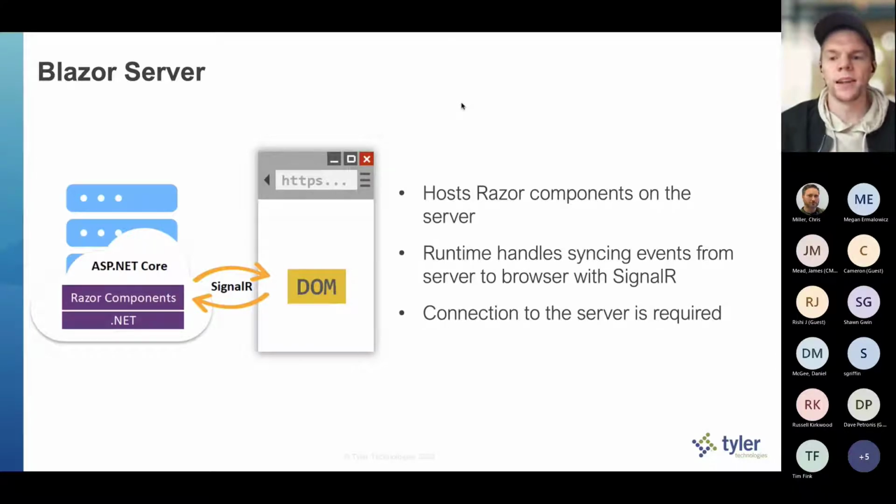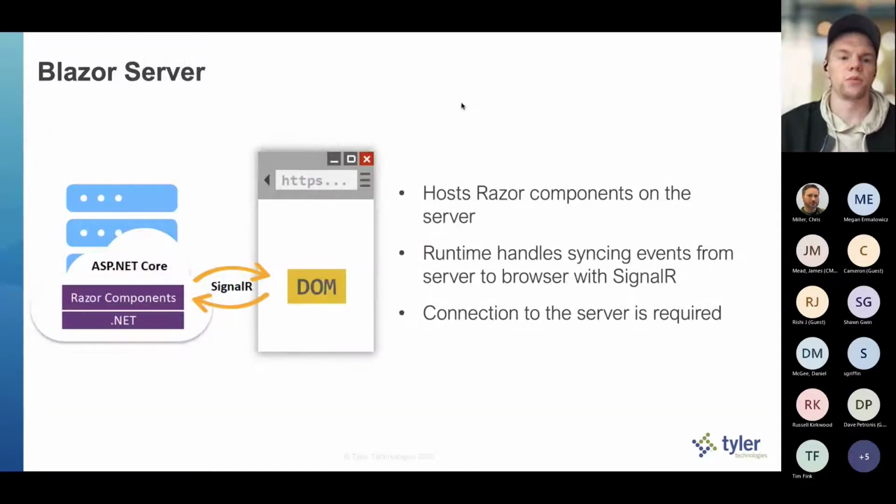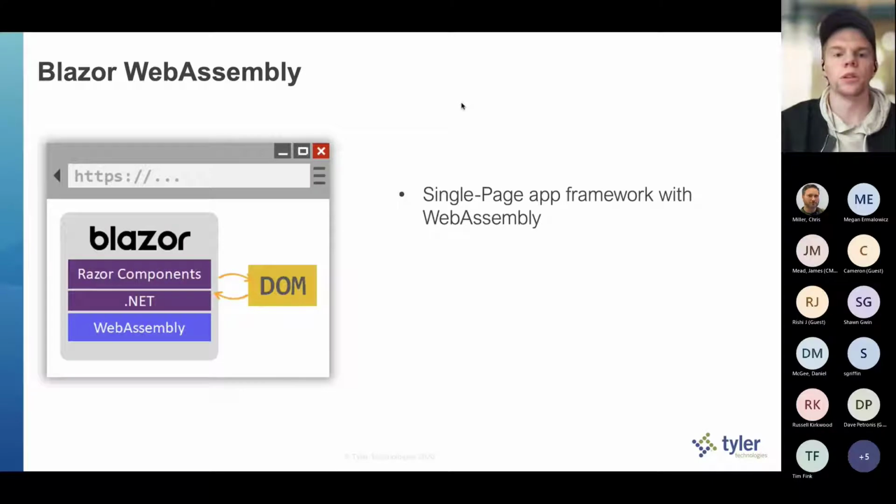The only downside is the connection to the server is required. So if I lose internet for a second, my UI is going to stop working, right? It requires you to have that good internet connection. Blazor WebAssembly is everything in the browser, right? So this past one, you have stuff on the cloud and then stuff in the DOM. This is everything all in one, WebAssembly talking to DOM, but all locally on your environment.